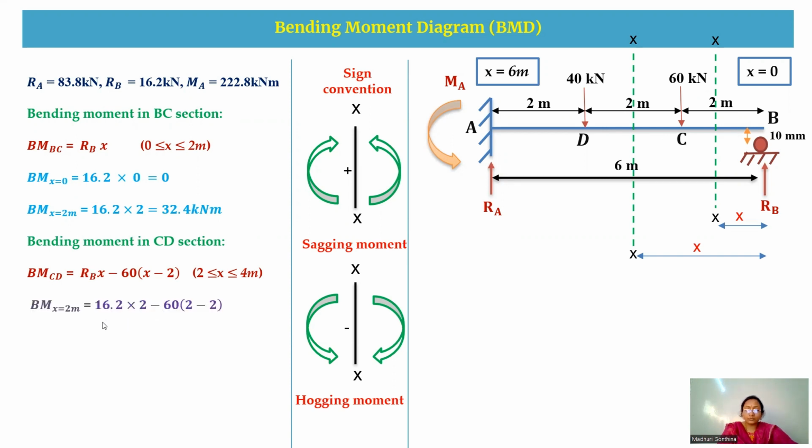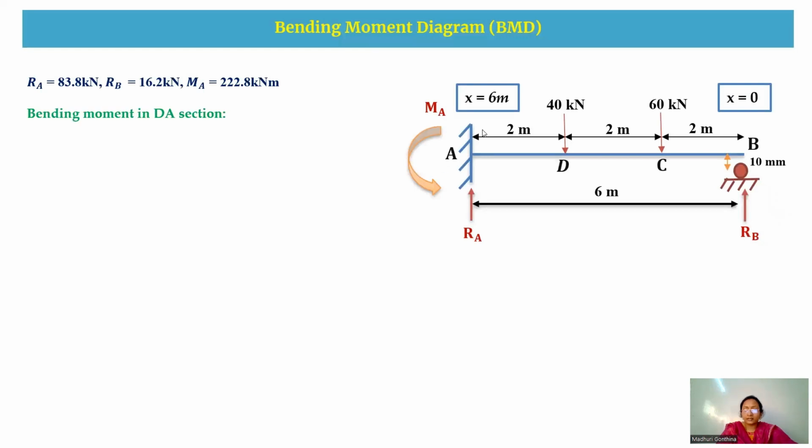So when X is equal to 2, the bending moment is 32.4 kilonewton meter positive, and at X equal to 4, I'm having the bending moment value negative, which is 55.2 kilonewton meter. So that means in the CD section, the bending moment value is changing from positive to negative. So that means I'm going to get a point of contraflexion in the CD section. In the next slide, we are going to cut the section in the DA portion, at X distance.